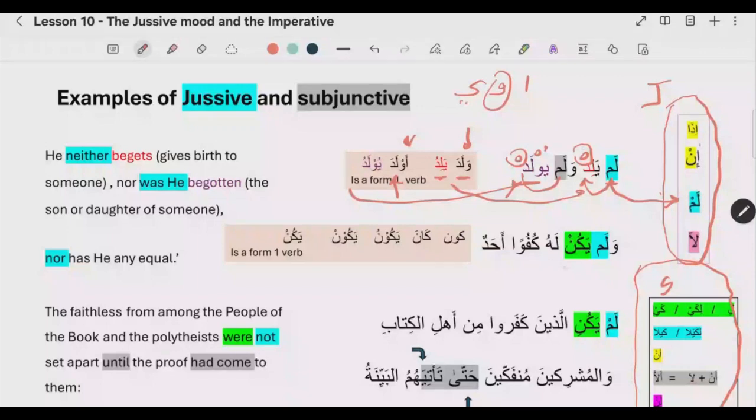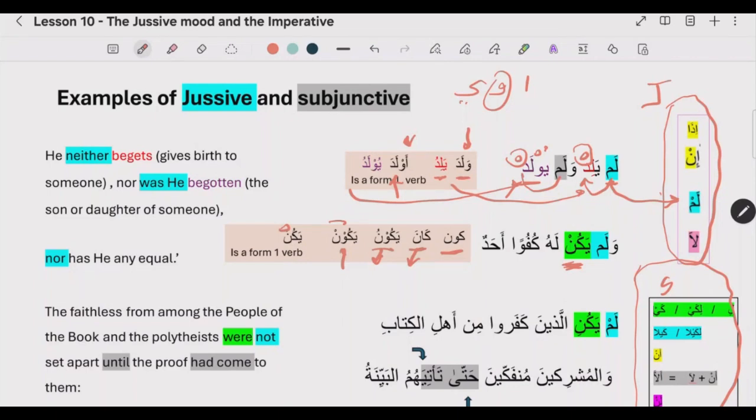Lam yakun. Yakun is also one of those unique words. Kawana is the root. Kana is the past tense, he was, and yakunu is he will be, or he is to become. And from yakunu, you get again the waw falling away because you have yaku, and then you need to add a noon with a sukun at the end. So you can't have two sukuns. Can you see that there's two sukuns here? You can't have two sukuns in a word, because you can't pronounce it. So you have yakun, lam yakun. And that's how you get lam from kana.